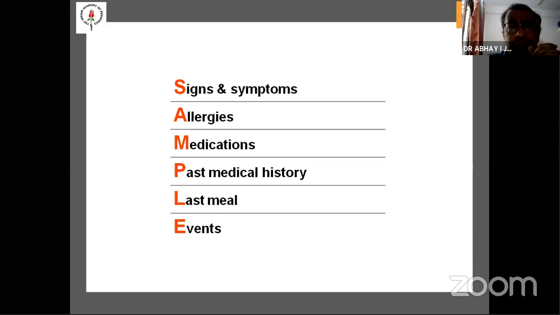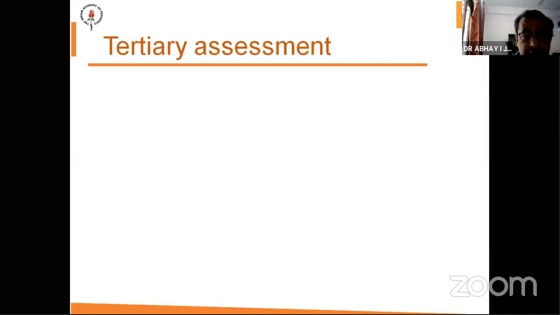Past medical history: a few diseases which have such records may be complicated. Like, suppose the child has a known history of diabetes and he comes with distress, then things become easy. Last meal and events leading to this problem are to be well vetted so that the complete story is known to us and we can take a judgment according to that.